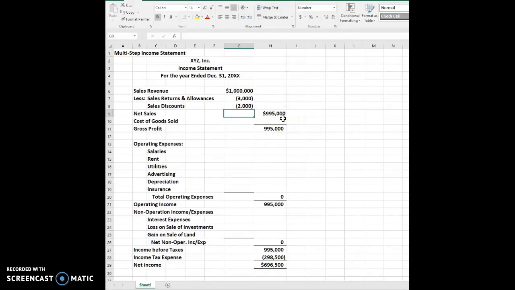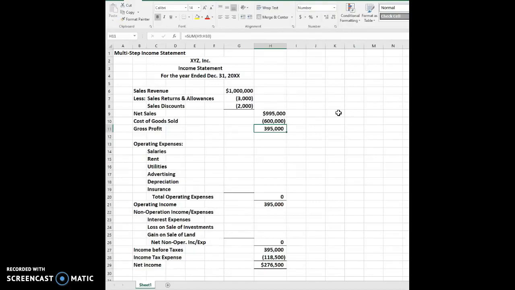So our net sales here will be $995,000. From this number, we subtract cost of goods sold. And cost of goods sold will be the cost of inventory that we have sold to our customers. Let's say this amount is $600,000. And again, I put this as a negative number because we do subtract this from net sales. The result will be gross profit.